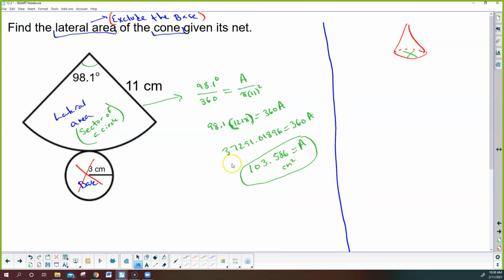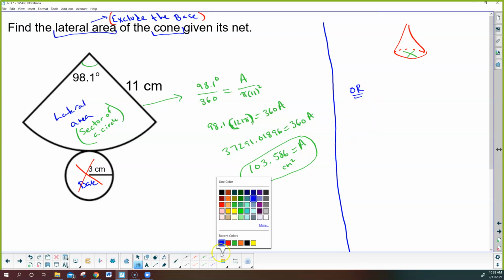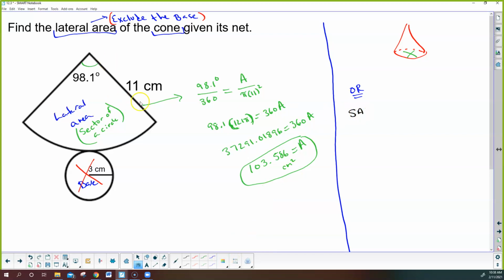Now, there's one other way we could have done this. And I just want you to see this really quick. It's up to you if you want to write it. I know that this is the net of a cone, right? And we know that the surface area of a cone is the area of the base, pi r squared, plus pi times r times L. However, we are excluding the base, right? So I don't need the area of the base. We only need the lateral area.